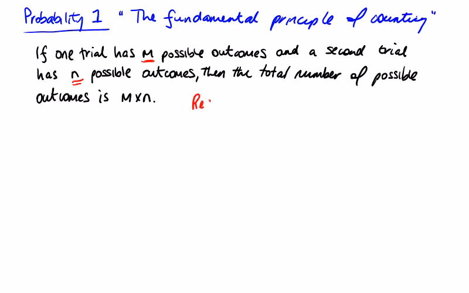I think the best way to see this in action, if you imagine you're in a restaurant and there's 3 starters, which we'll call A, B, and C, and there's 3 mains. This restaurant doesn't do desserts. We'll call them D, E, and F. So how many possible meals can you have?